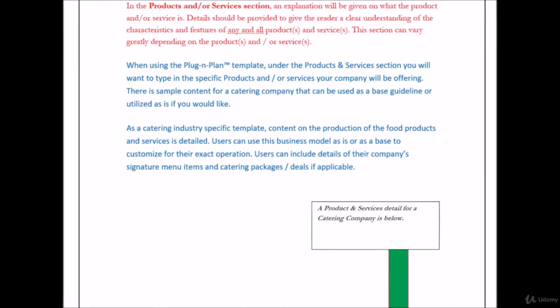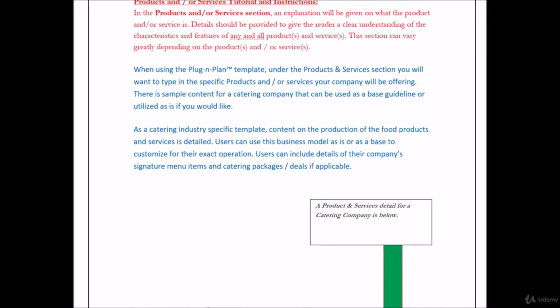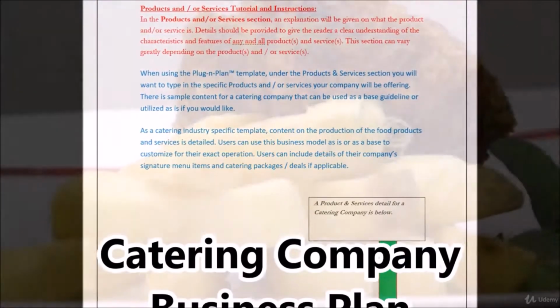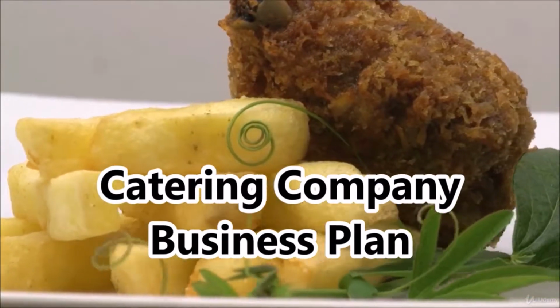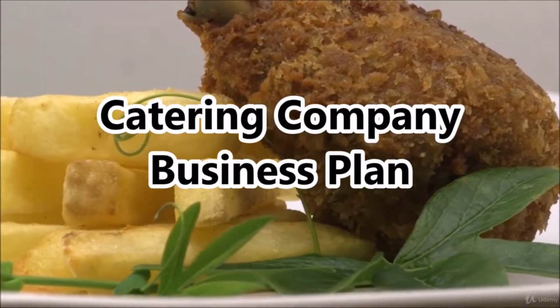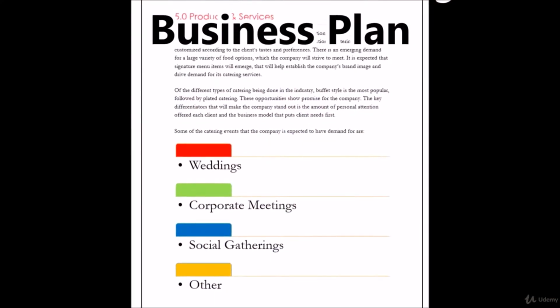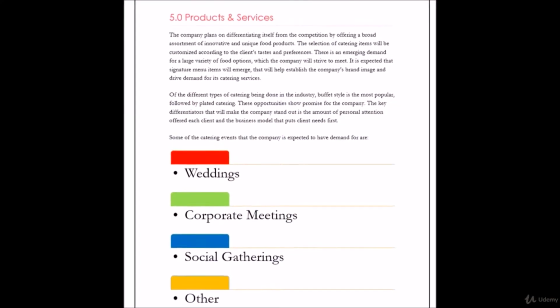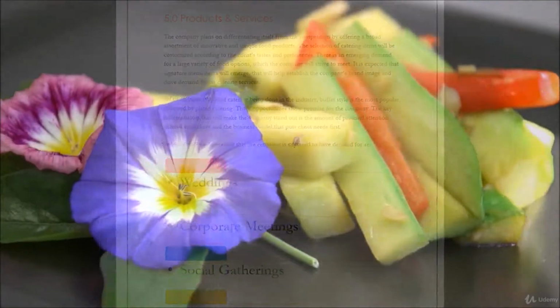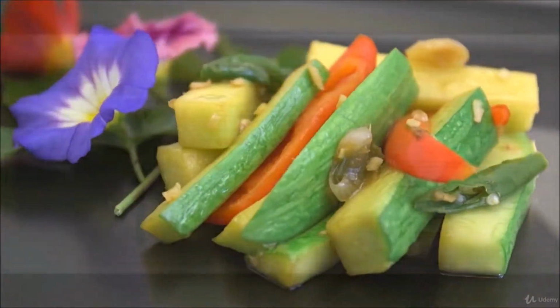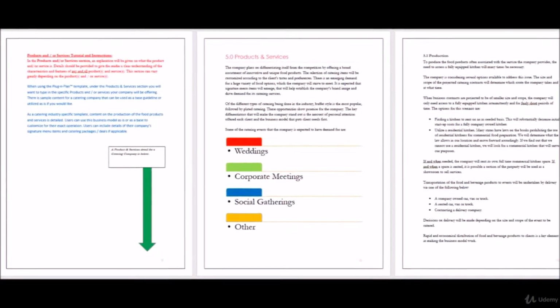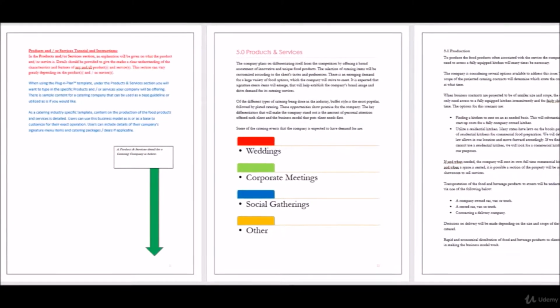Products and/or services tutorial and instructions. In the Products and/or Services section, an explanation will be given on what the product and/or service is. Details should be provided to give the reader a clear understanding of the characteristics and features of any and all products and services. This section can vary greatly depending on the products and/or services.